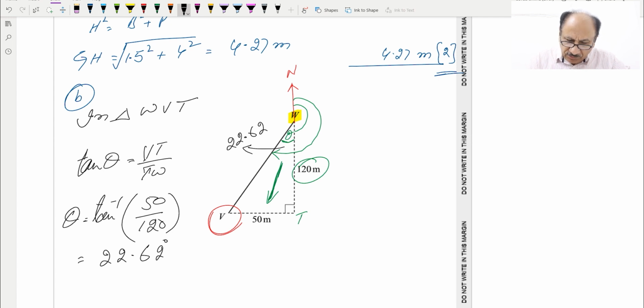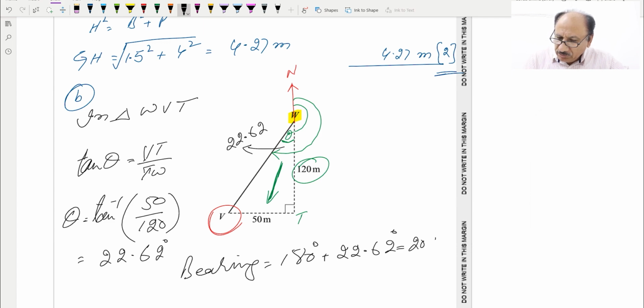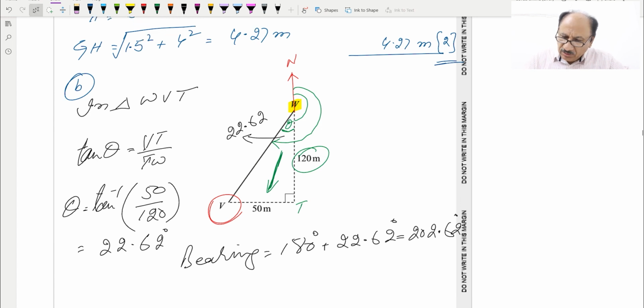So the bearing required will be equal to 180 degrees plus 22.62 degrees. In this we can add 180, and we will get 202.62 degrees. This will be our answer.